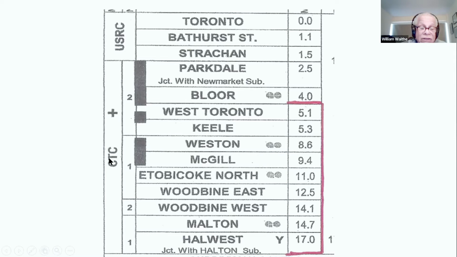Control of the Weston Sub is under CTC, which was in MacMillan Yard. The control is now in Montreal. However, the industries are served from service tracks, and the service tracks and the industries are operated under yard limits.